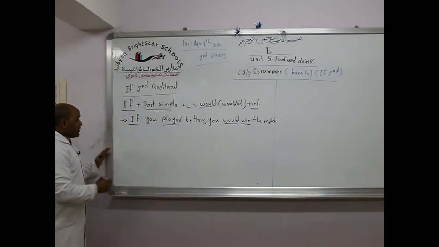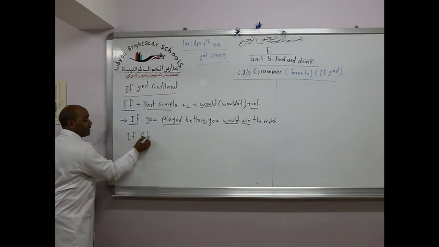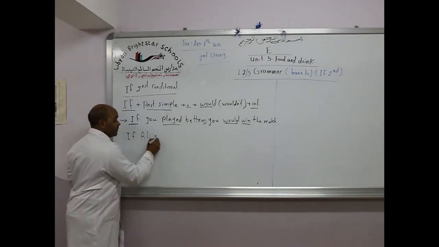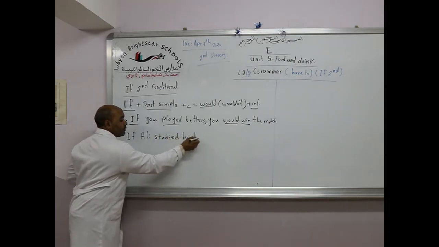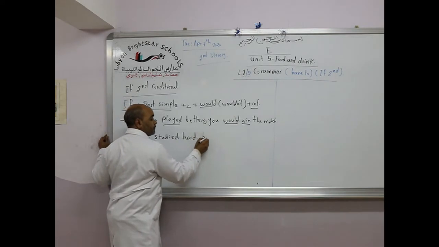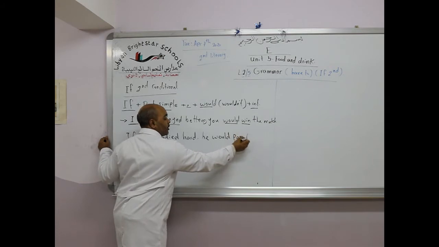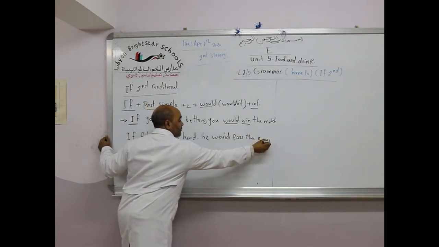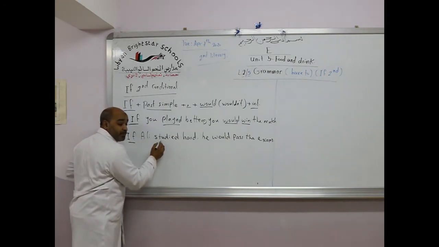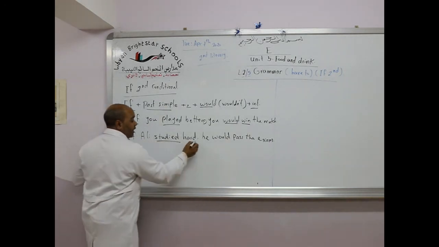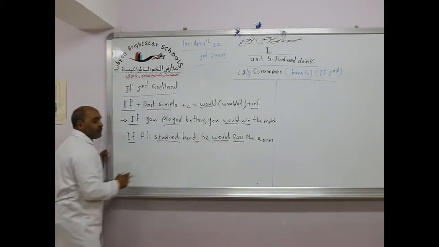Another example: if Ali studied hard, he would pass the exam. Again, if plus past simple, studied, comma, would and pass. This is the main verb.